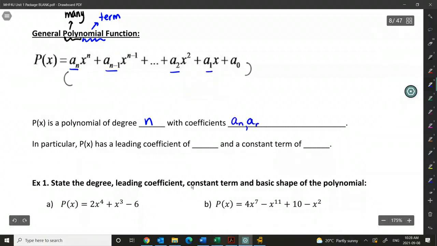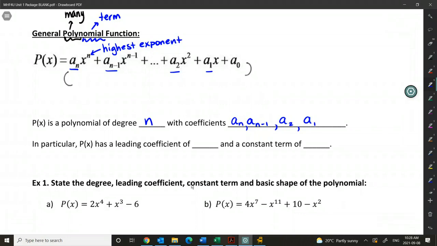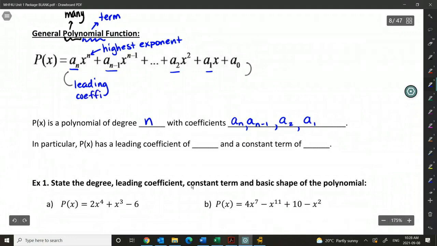So a n, the next one in the list, a n minus 1, all the way down to a 1. So again, if this doesn't make sense right now, it will make sense once we do an actual numerical example. And then we have this thing called a leading coefficient. As soon as I find the x with the highest exponent, the leading coefficient will be the number that is found in front of that x with the highest exponent. So this is our leading coefficient, provided that our polynomial is arranged with the x's in descending order of exponents.